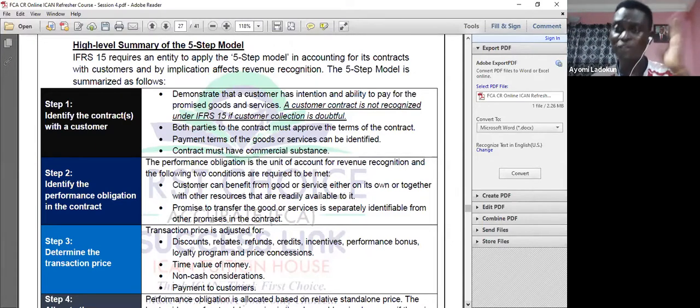So let me quickly take you through the 5-step model, and I'm going to tell you the connection so that you can remember them, right?